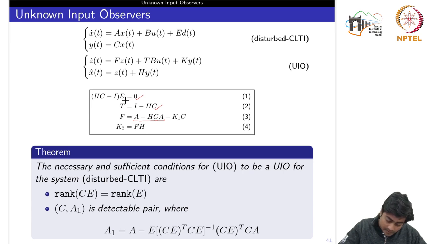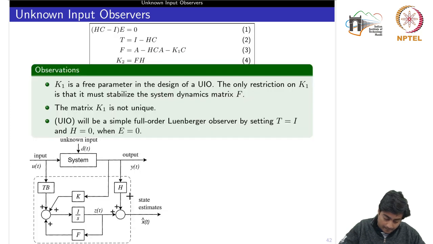Okay, now this equation matrix we can also compute. Whatever F we have obtained from here and H from the first equation, multiplying these two matrices would give me K2. So basically we have computed all these four equations, and the necessary and sufficient conditions for solving these equations is this one.